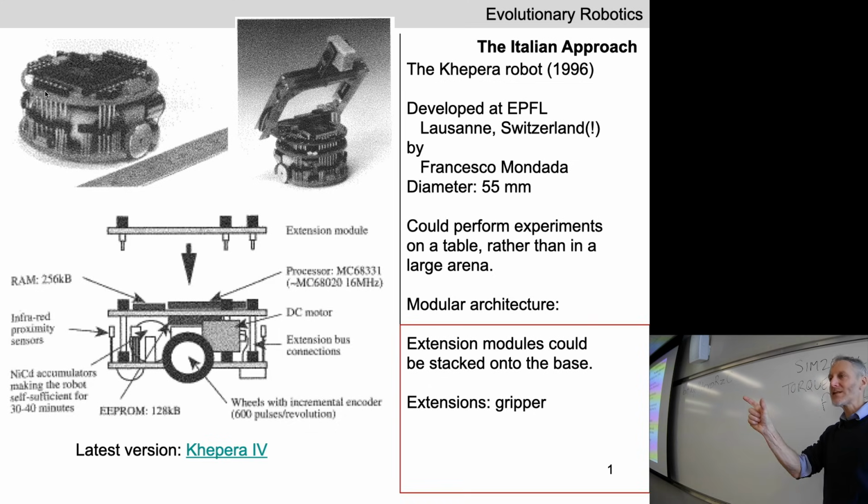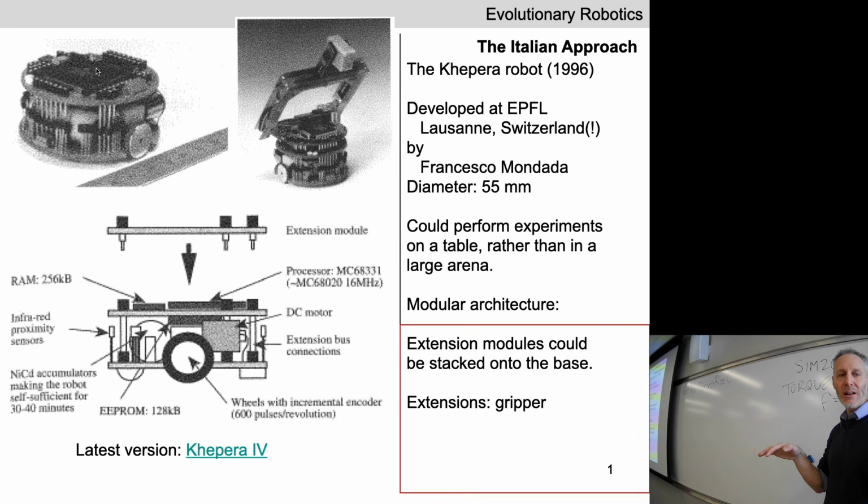This robot is basically like a hockey puck, so it's 55 millimeters across, metric system. It was small, which meant they could do experiments on a table rather than in a large arena. The other nice thing about the Kepra robot is it had a modular architecture. So it's got this cylindrical body. You can see it's got these two little wheels on either side, and you could stack modules on top.